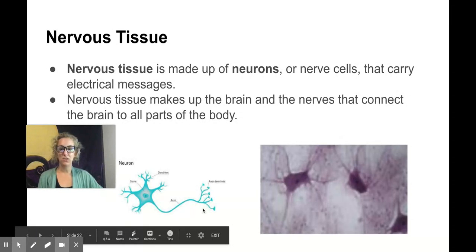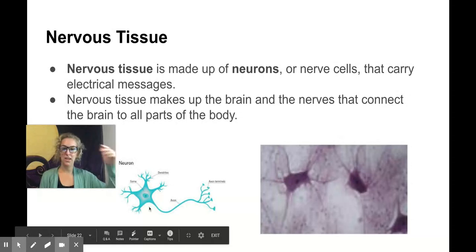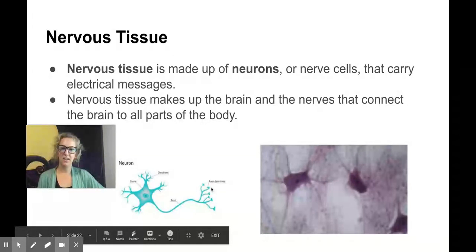The way that these messages are transmitted is super fascinating. It has to do with chemical balance both in and out of the cell, and basically those chemicals triggering the next part of the cell as it travels down. It's super interesting. Highly recommend looking into it. And then the axon ends with axon terminals. These little extensions coming out then interact with other neurons.